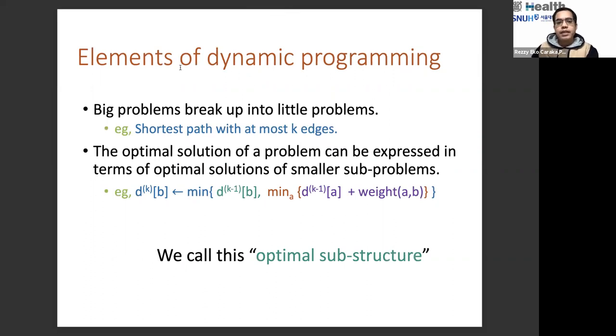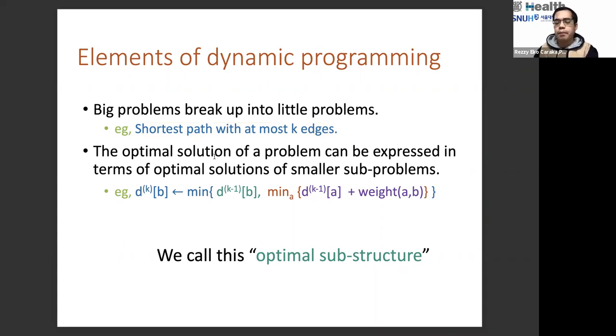If we talk about the elements of dynamic programming, we have a big problem that we break up into little problems. Later, we can solve the problem from the bottom up or from the top down. The goal is to find the shortest path with at most k edges. Here, k means a step ahead from location A to location B.